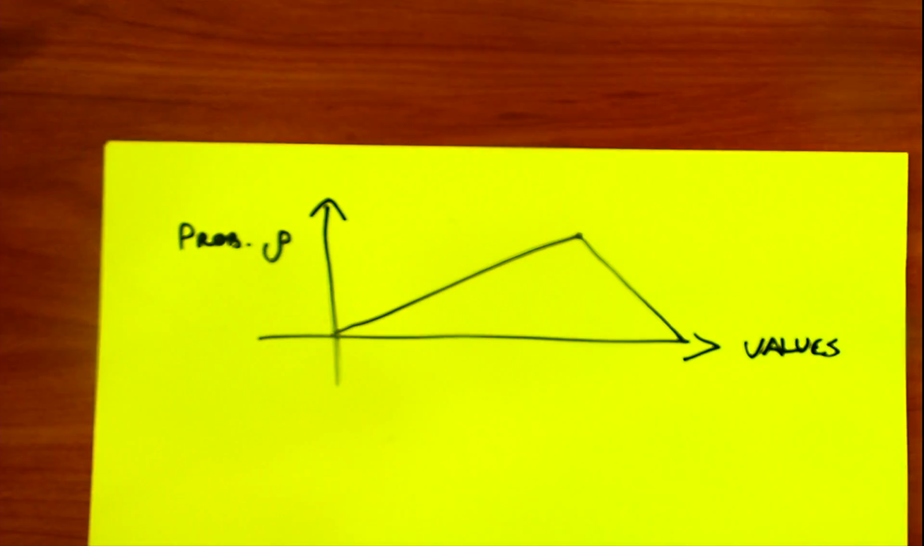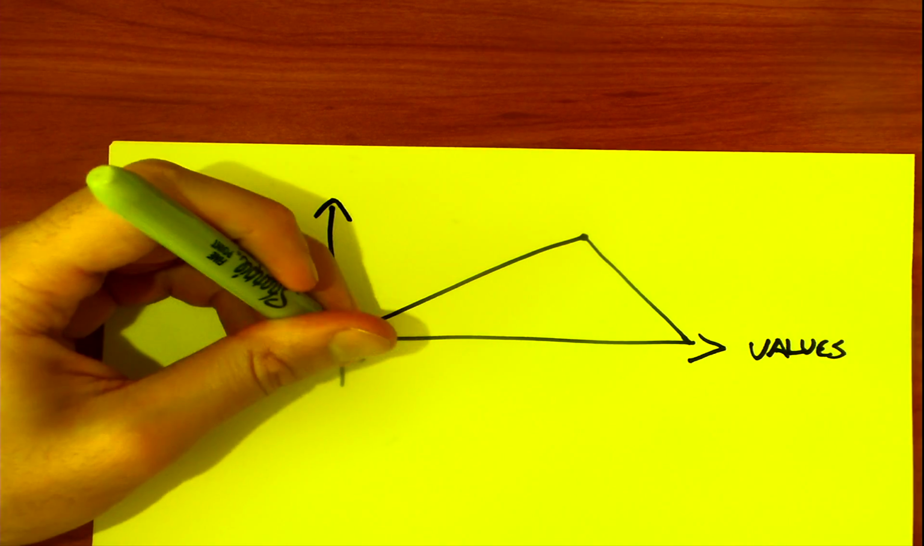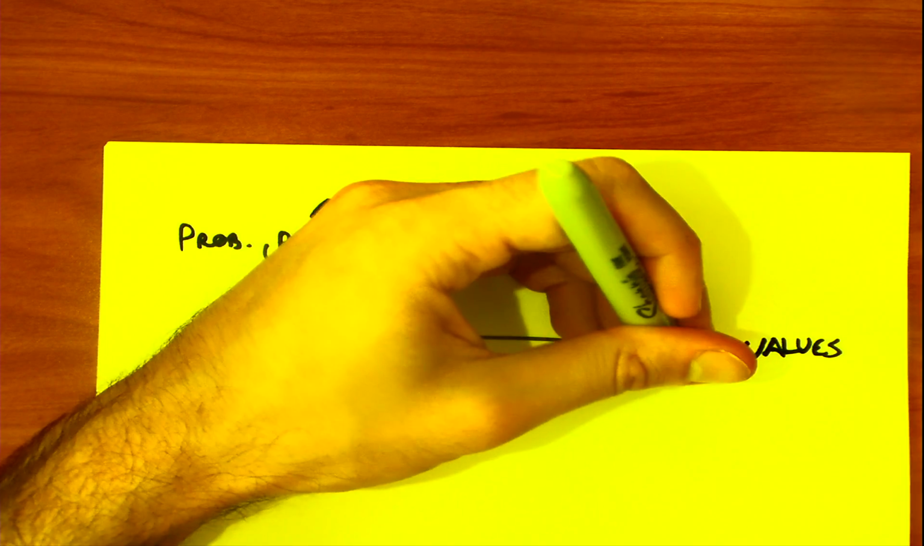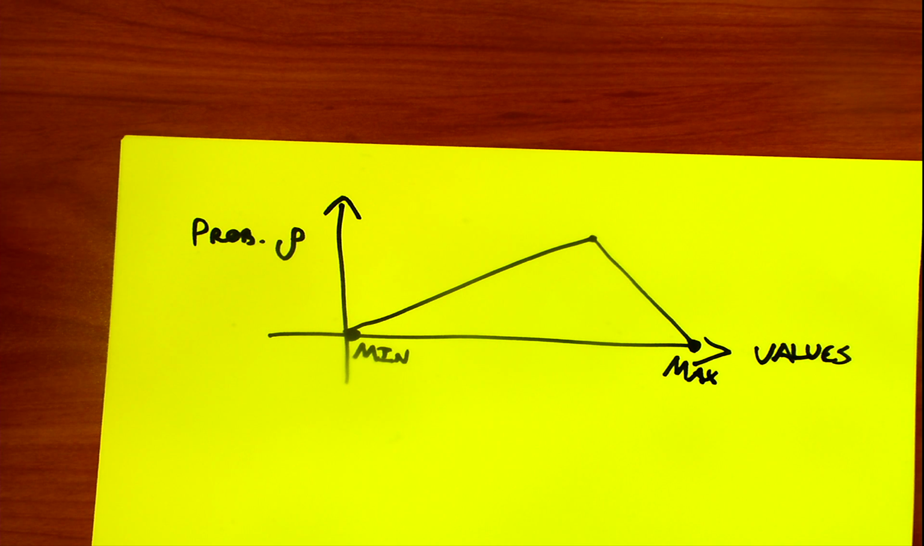All right, so there's some arbitrary triangular probability distribution. What is the area underneath the curve? 1. Why is it 1? Right. There's a 100% probability that you will get a value between this point, your minimum, and this point, your maximum. 100% chance that that will occur. Therefore, the area underneath that distribution is 1.